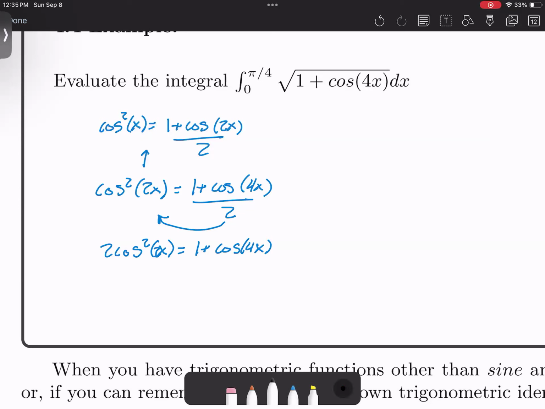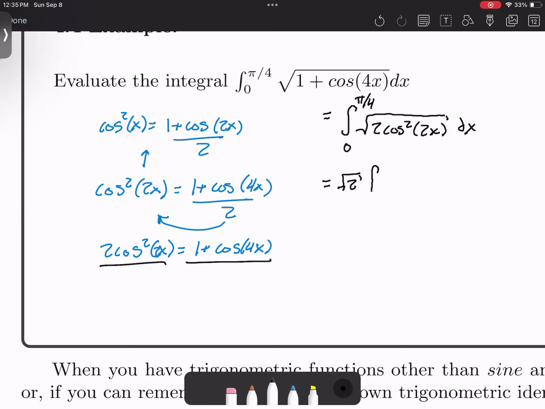So our integral becomes the integral between 0 and pi over 4 of the square root of 1 plus cosine 4x, but that's equal to 2 times cosine squared of 2x. We can distribute that square root across the product and write it as square root 2 integral 0 to pi over 4, and the square root of cosine squared will just give us absolute value cosine 2x.